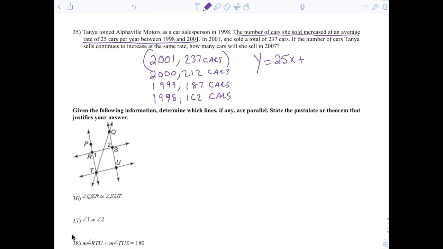Now, it doesn't really matter, but what matters is where you're starting from. Does that make sense? So if she said in 2001 she sold 237, then 2007 would just be what? 6 years later. Does everybody agree with that? So we could have just said 6 times 25, that means she increased it, and then add that to 237.